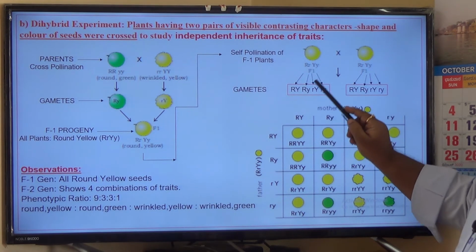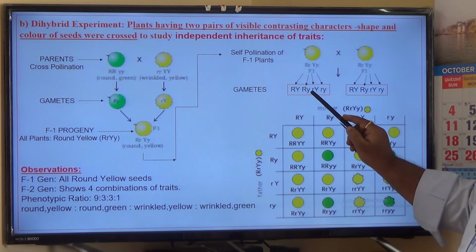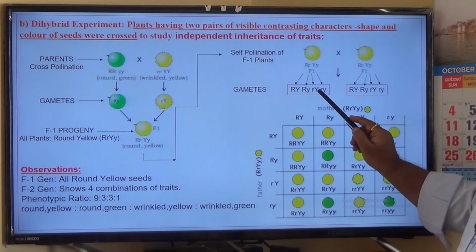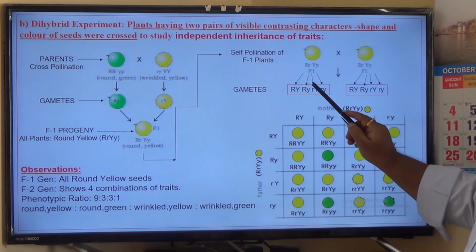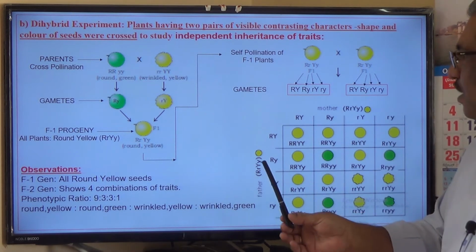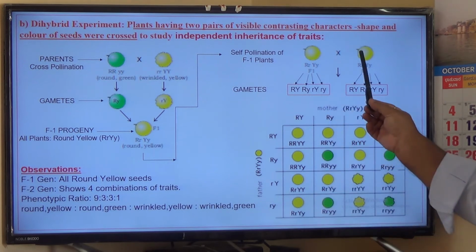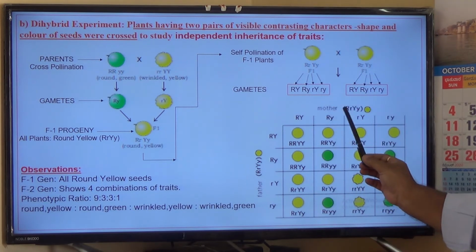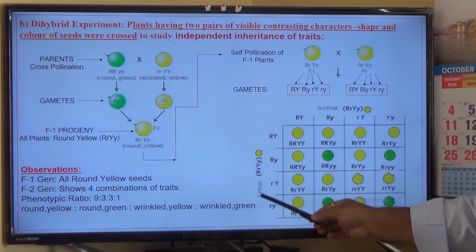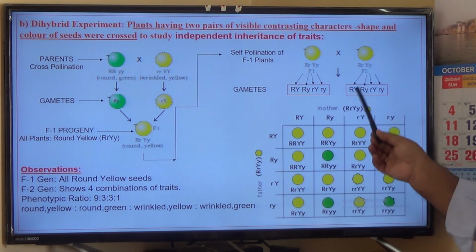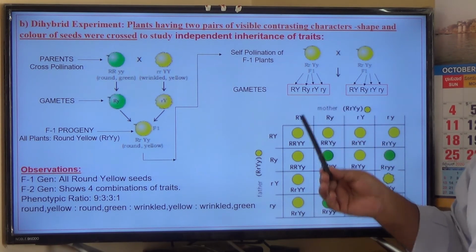Capital R, small y, round and green. Small r, capital Y, small r, small y. The same combination is here. So let us take one plant over here and another plant over here, these two plants. Sometimes we write mother here, father here, or mother this side and father this side. In this case, both parents are of similar type.